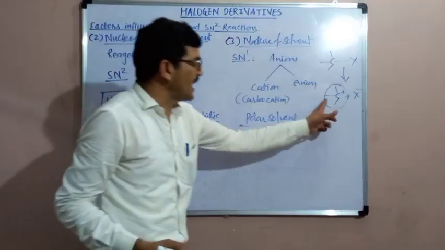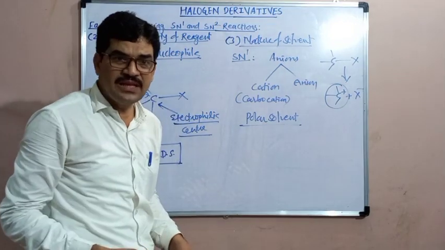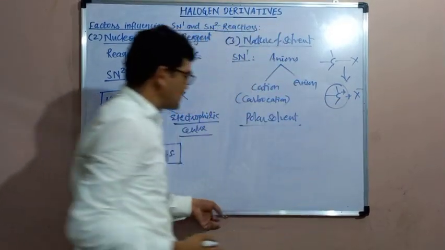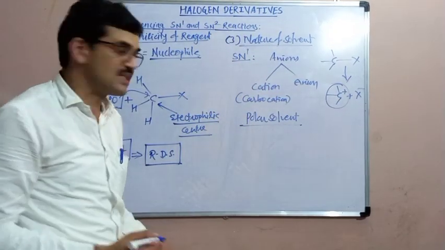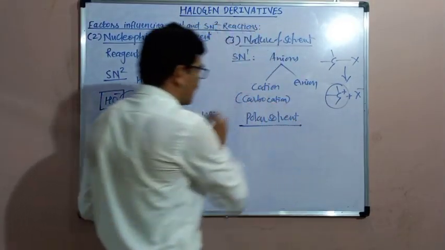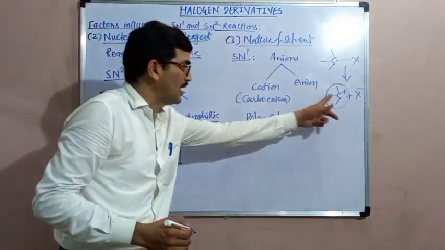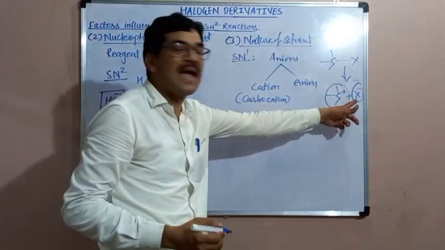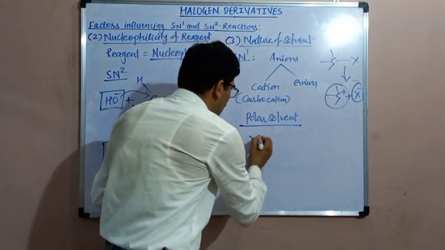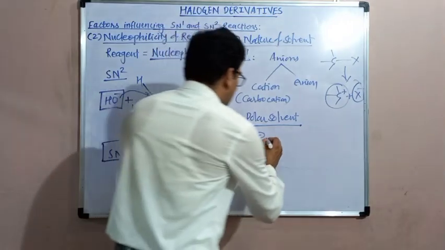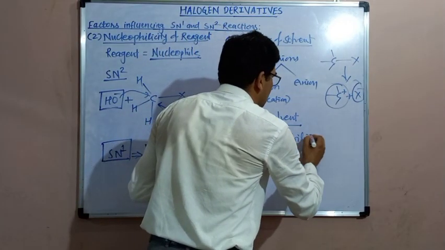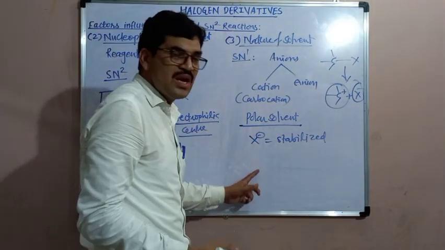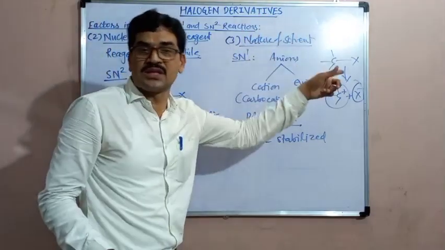Now both the ions, cation as well as anion, get solvated. Solvated means they get surrounded by solvent molecules. This is known as solvation. But here the solvation of the carbocation is poor, while the anion is greatly solvated. Due to the solvation, the anion gets stabilized. Therefore the SN1 reaction is favored in the presence of a polar solvent.